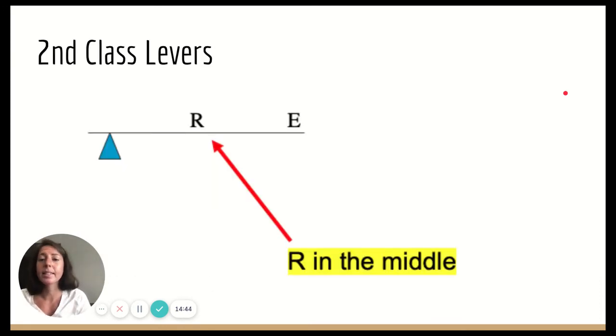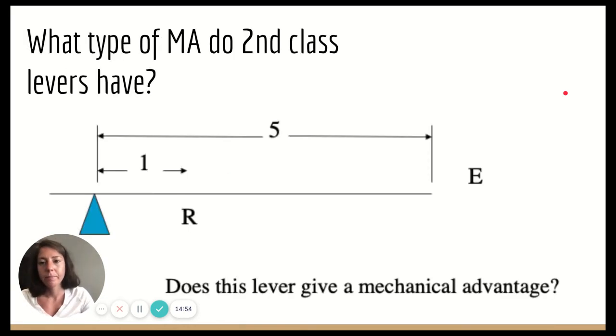Next, we have second class levers. So instead of the fulcrum being in the middle, now the resistance is in the middle. This is the key characteristic we can use to identify second class levers. So what type of mechanical advantage do second class levers have? Do they have a favorable one or an unfavorable one? So you want to use your equation and calculate this. The distance from E to F over the distance from R to F.